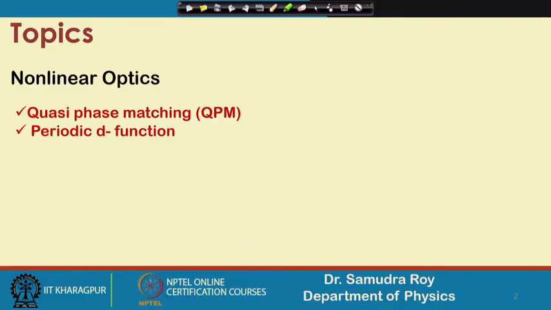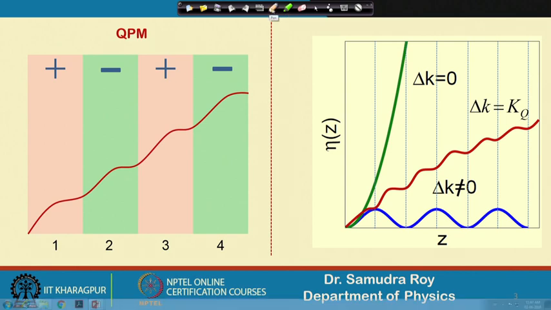So, let us see what we have in this class. Quasi phase matching, which we have already started, and then the periodic d function. As we already mentioned, if the d function is periodic, what is the consequence? That we are going to learn in today's class. So, let us see this structure. In quasi phase matching, the important thing is that this phase k q is related to delta k, or delta k is related to k q.